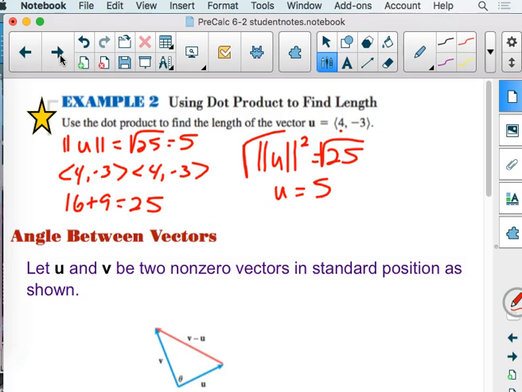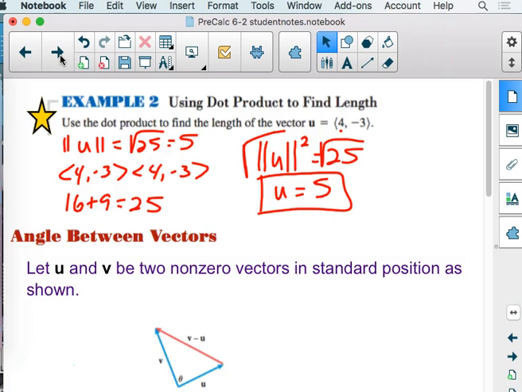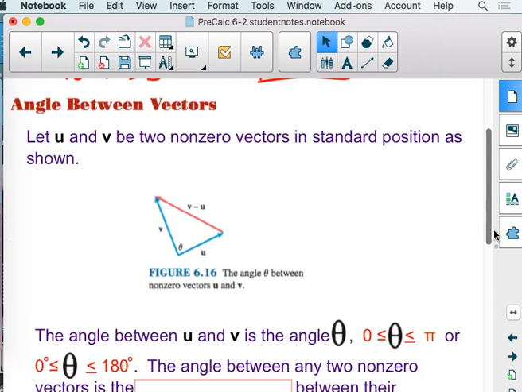Now, how do I know it's not negative 5? I mean, whenever we do square root stuff, aren't we supposed to do plus or minus 5? No, this is a speed, it's a length, it's a distance. All those things that we're going to talk about will use positive values. So we definitely could use the dot product. We just have to remember to take the square root when we get done. That's the big piece.